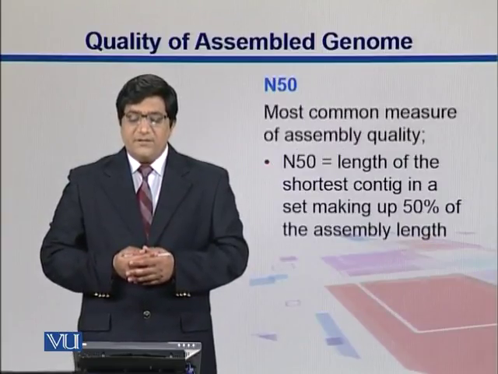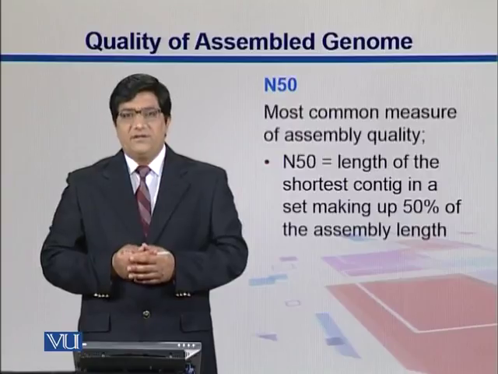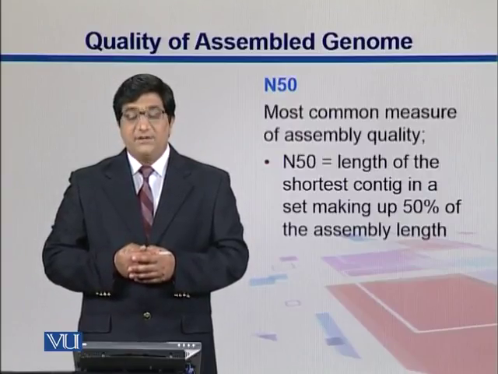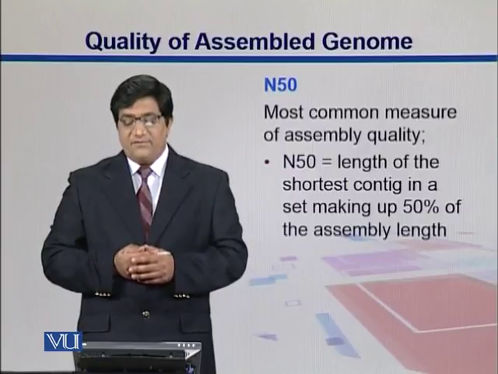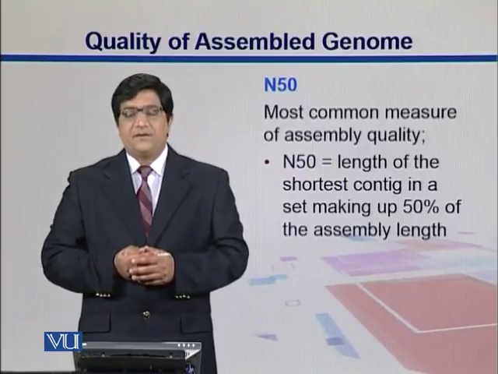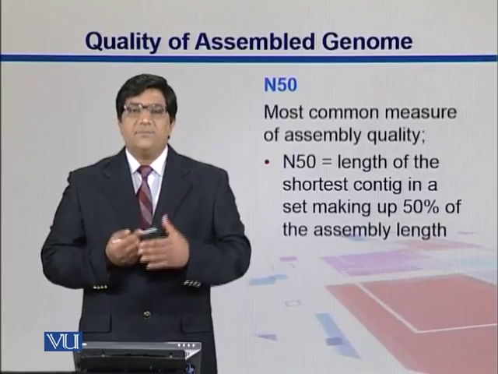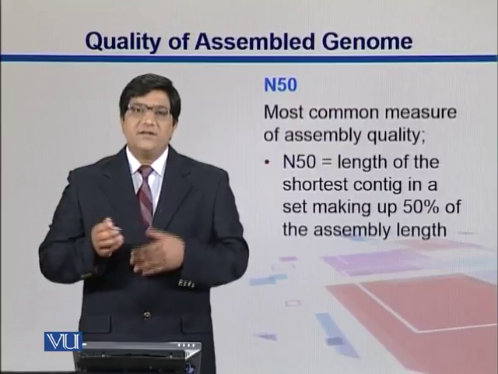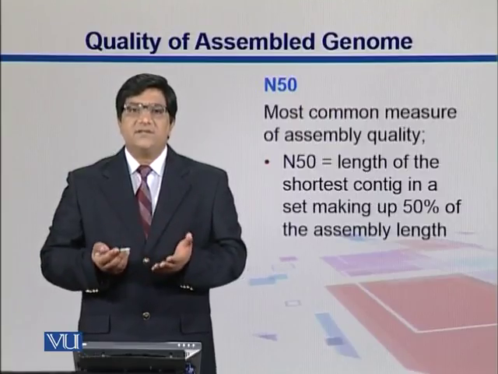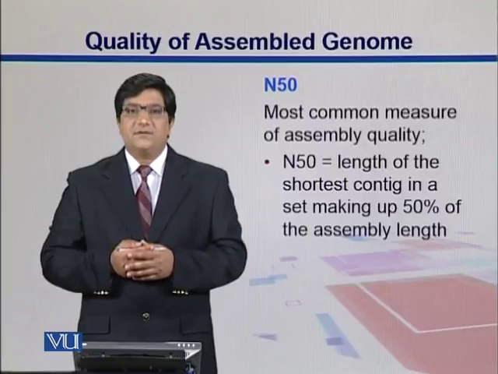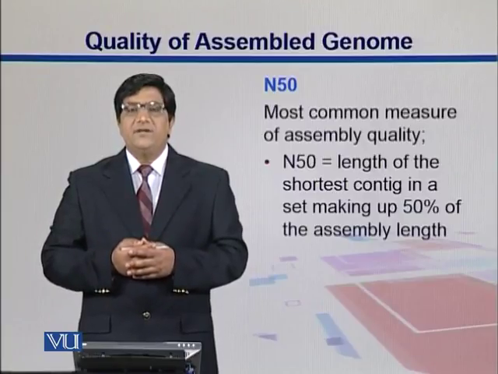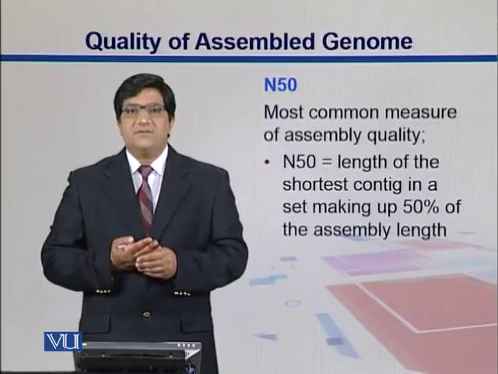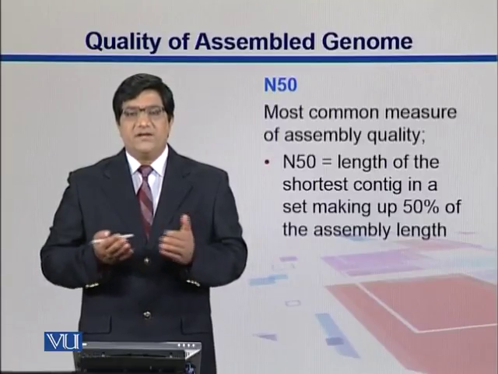The most common measure of assembly quality is N50. What is N50? N50 is the length of the shortest contig in a set making up 50% of the assembly length. So we take all those contigs that make up 50%, right? And then amongst them we take the smallest one. So if it is larger, the N50 measure is larger. Obviously larger is good. Or if we need to add too many contigs into that list, then we can say the N50 number is low, and we might suspect our assembly.